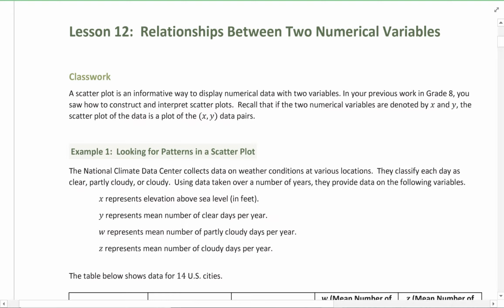So, real quick, if we take a look at the first section, it says a scatter plot is an informative way to display numerical data with two variables. Now, this may be new to a lot of you, but basically, it's just a graph, and you plot the points on the graph. That's all a scatter plot is. It shows a relationship between X and Y. Sometimes there may be a relationship, strong or weak. Sometimes there may not be a relationship at all, and we'll talk about that further.